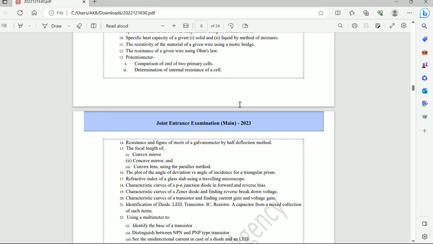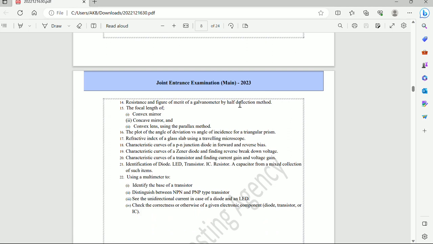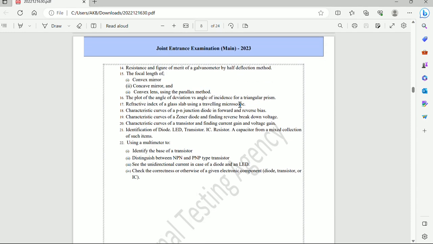15th is the focal length of convex mirror, concave mirror, convex lens using the parallax method. 16th is the plot of the angle of deviation versus angle of incidence for a triangular prism. 17th is refractive index of a glass slab using a traveling microscope. 18th is the characteristic curves of a PN junction diode in forward and reverse bias. 19th is the Zener diode and finding reverse breakdown voltage, etc.